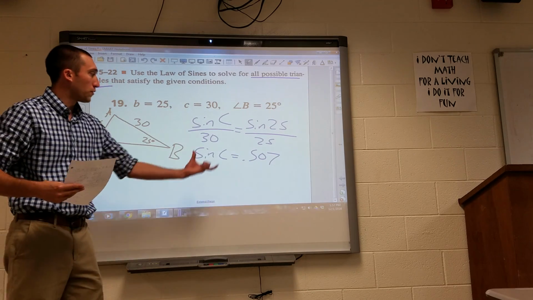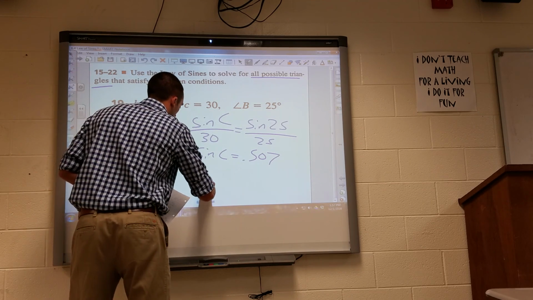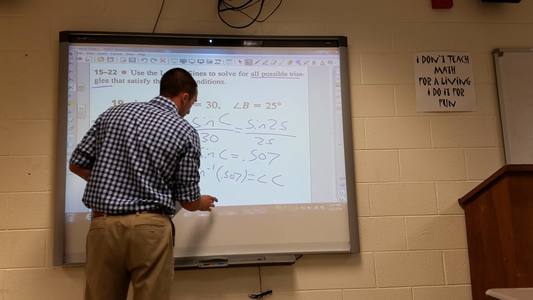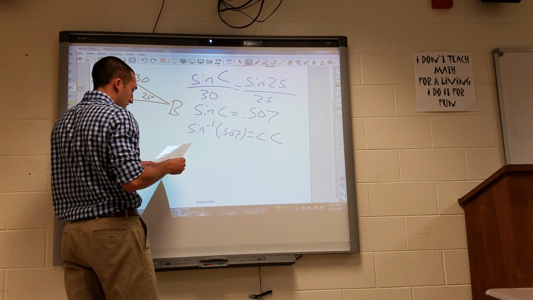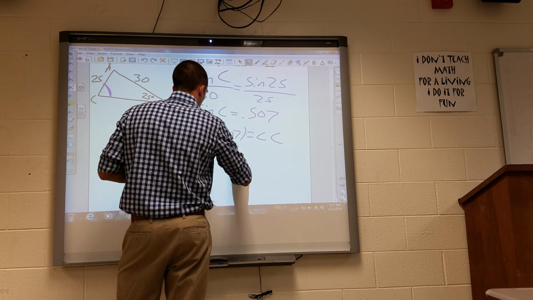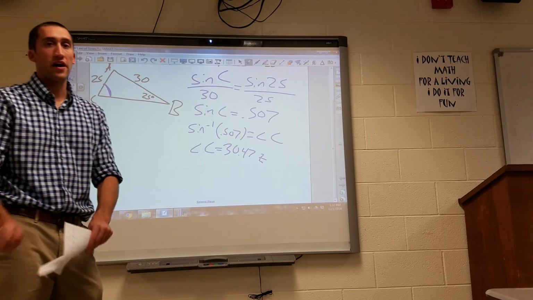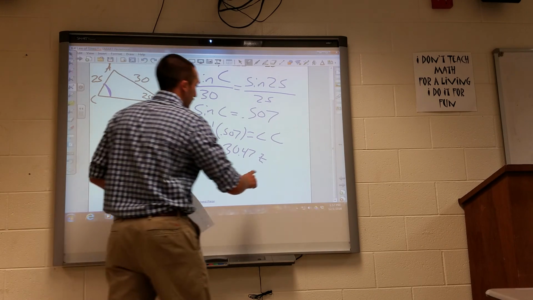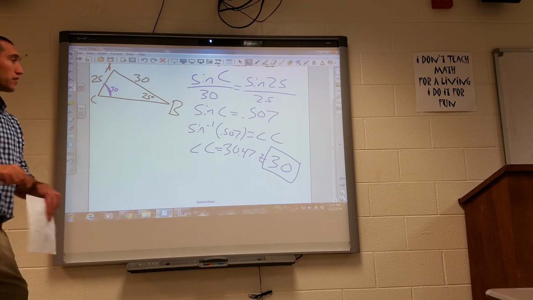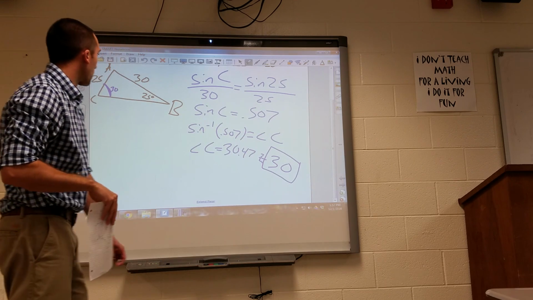0.507. And if I'm looking for an angle, remember I have to do the inverse of that. So I'm going to do sine inverse of 0.507 is equal to angle C. If I do that on my calculator, I get a value of angle C equal to 30.47. And remember that we're going to round these angles to the nearest whole number. So that gives us roughly 30. I'll fill in the triangle as we find our answers. So that gives me 30 degrees for angle C.